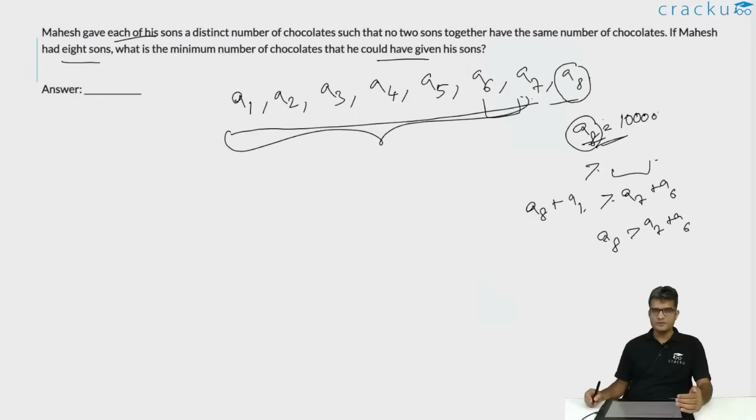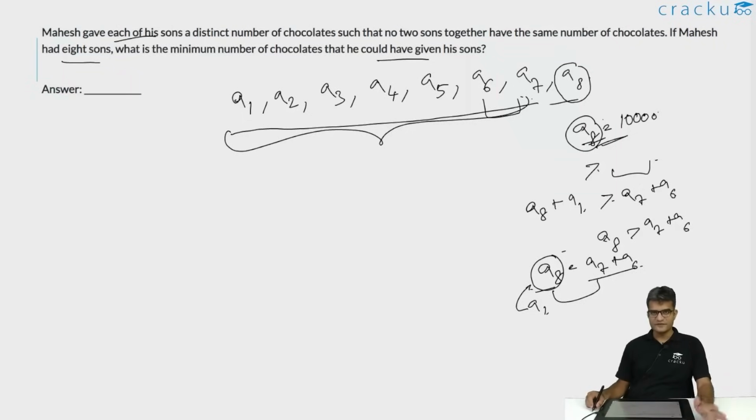But if you are now trying to minimize the value of A8, then you make A8 to be equal to A7 plus A6. Now you add even A1 to it, even if A1 is small, because A8 itself is equal to A7 plus A6. If you are adding a number A1 to it, again the sum of these 2 pairs is not the same. This is basically the strategy that we will be using.